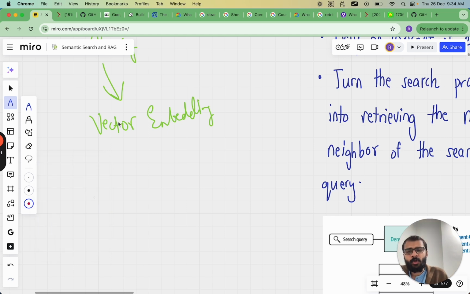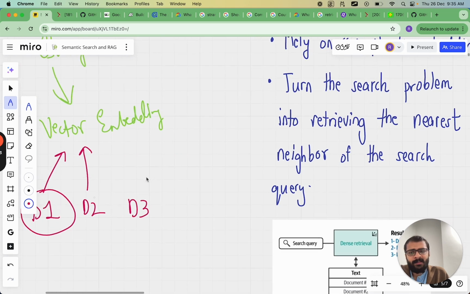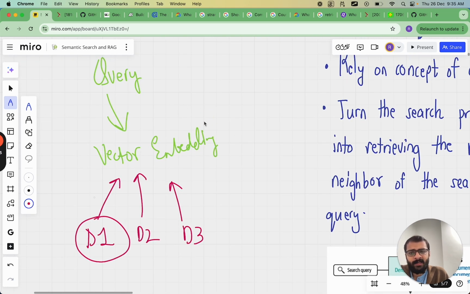We search for documents. So let's say we have document 1, document 2, document 3, and we project all of them into this vector embedding space. And then we look for documents whose vectors are the neighbors of this particular vector embedding. So it's sort of converting the query into vectors and then looking at all the documents and looking at the vectors which are the nearest neighbors of the query embedding vector. It's as simple as that.